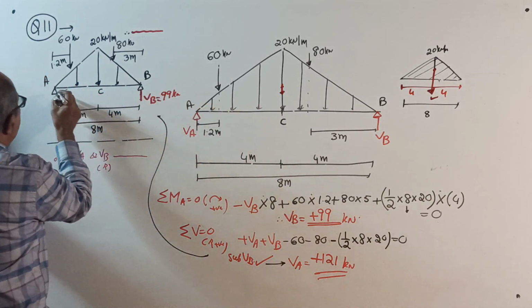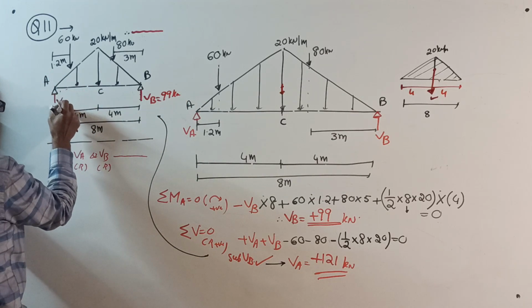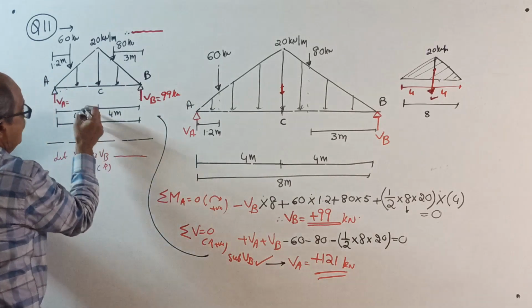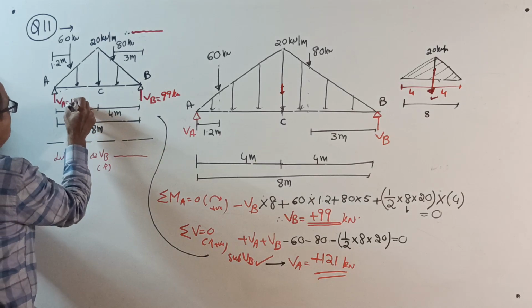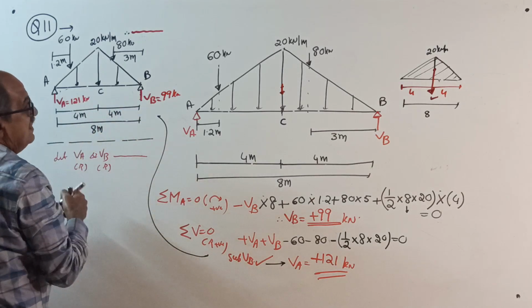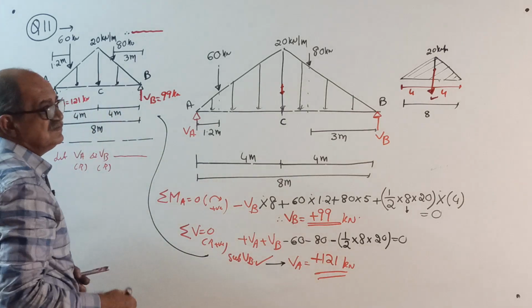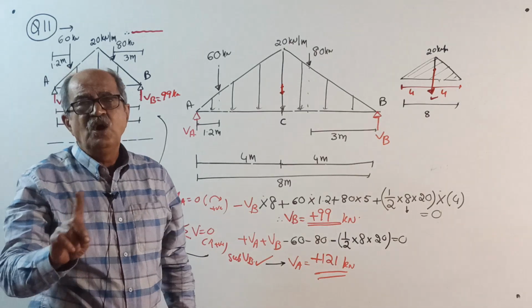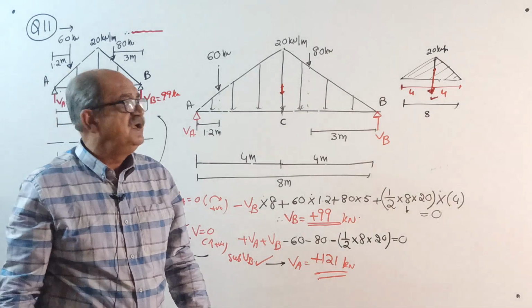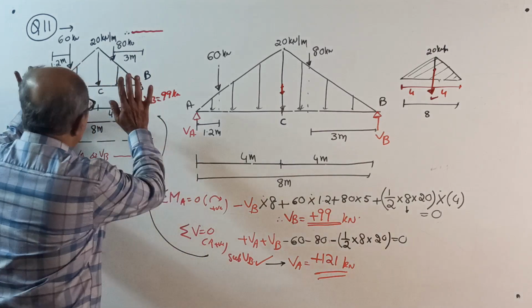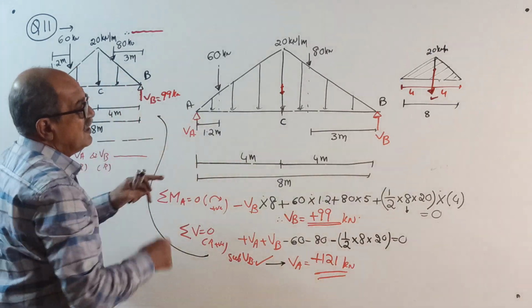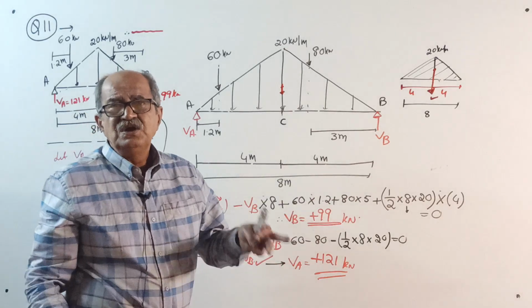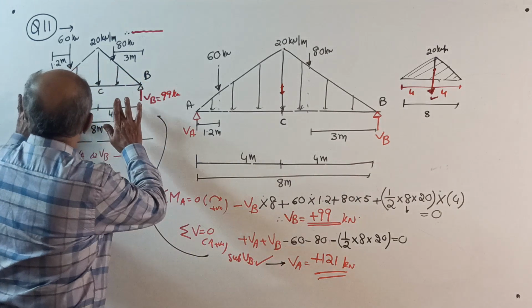One more sketch you have to write. Don't write in the original sketch. VA equal to 121 kilonewton. Sometimes people will do one thing: in the original diagram, they will write it. Someone who is studying properly should not do it. Why? The given question should remain the given question. What is the harm? Write once again or keep quiet. Do not disturb the original diagram.